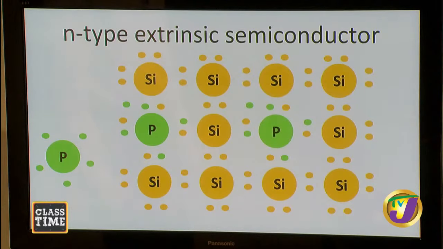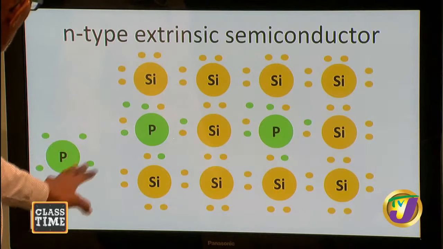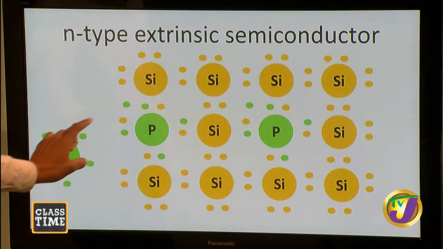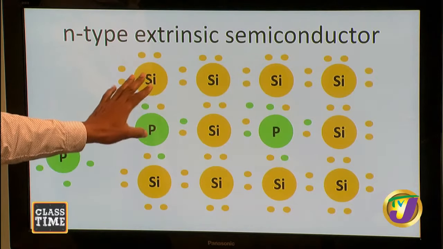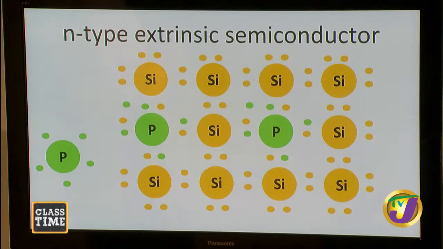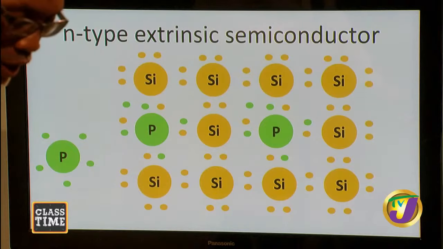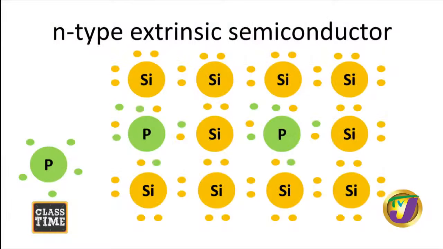What happens is that this is pentavalent. It has 5 orbital electrons. And so 4 of those electrons will form bonds with 4 of the silicons around it, and there will be an unattached electron, all right? So these 4 here, they would form the bonds, and then we have an unattached electron here. These ones are unattached. And those electrons become available for conduction.